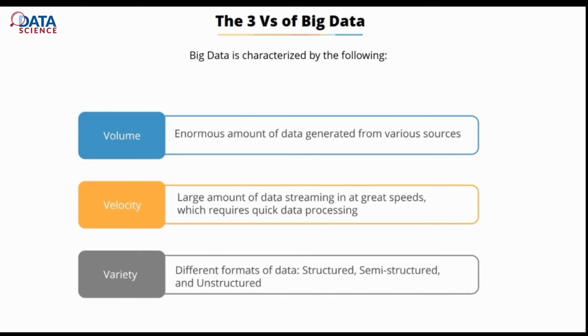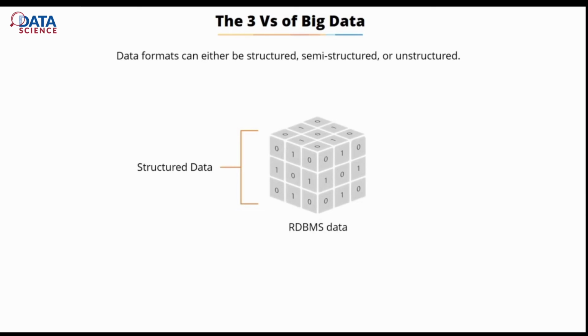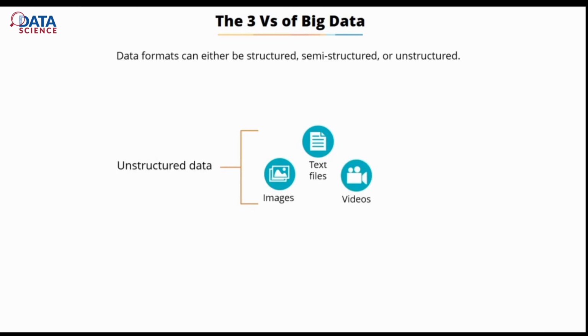Variety is the 3rd V of big data because big data can be categorized into different formats, like structured, semi-structured, and unstructured. Structured data is usually referred to as RDBMS data, which can be stored and retrieved easily through SQLs. Semi-structured data are usually in the form of files like XML, JSON documents, and NoSQL database. Text files, images, videos, or multimedia content are examples of unstructured data.